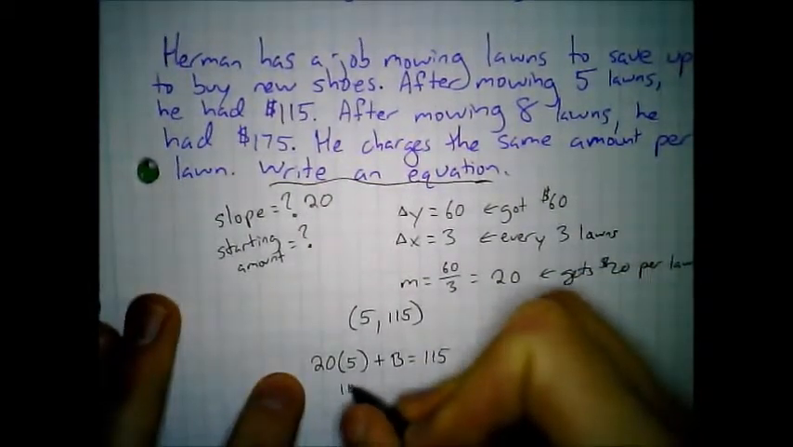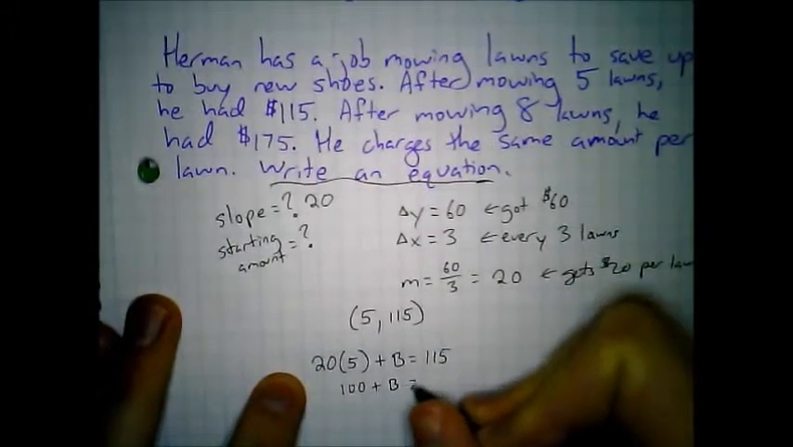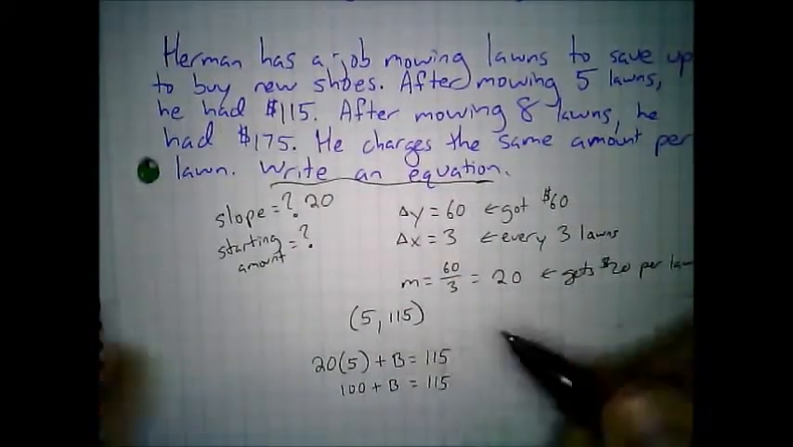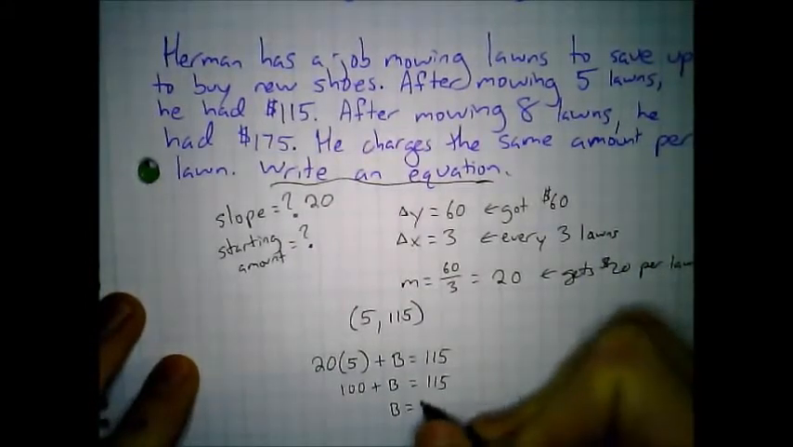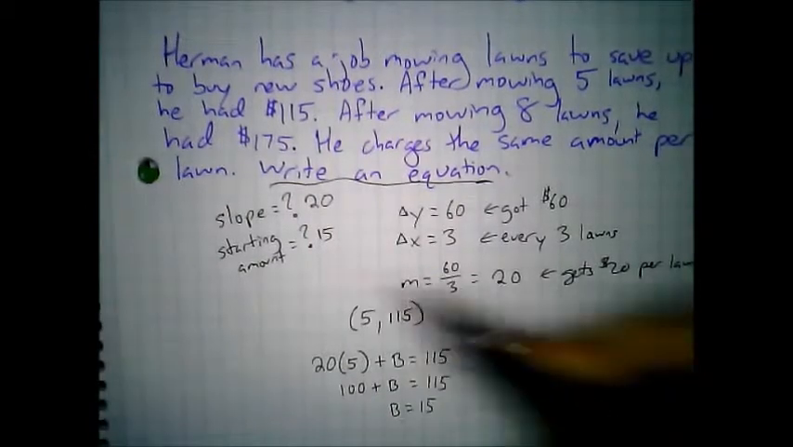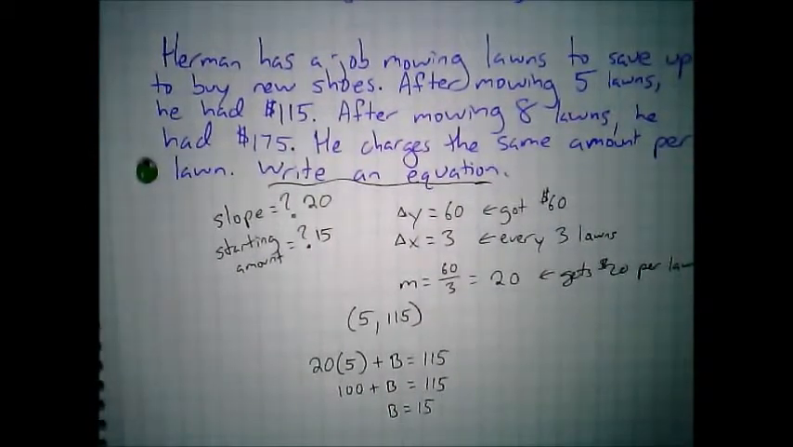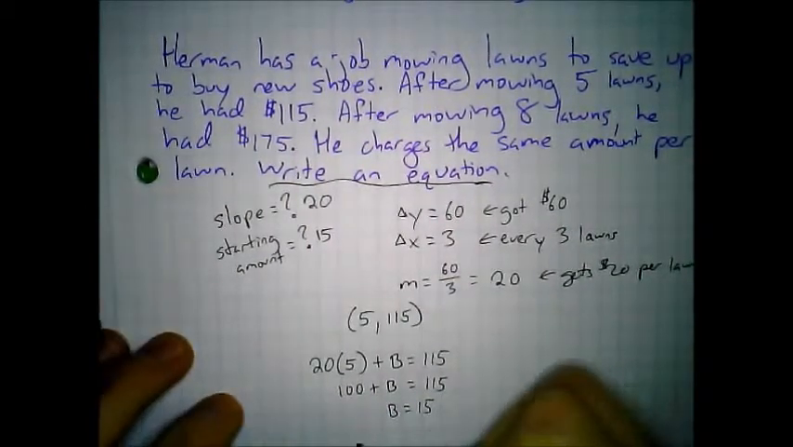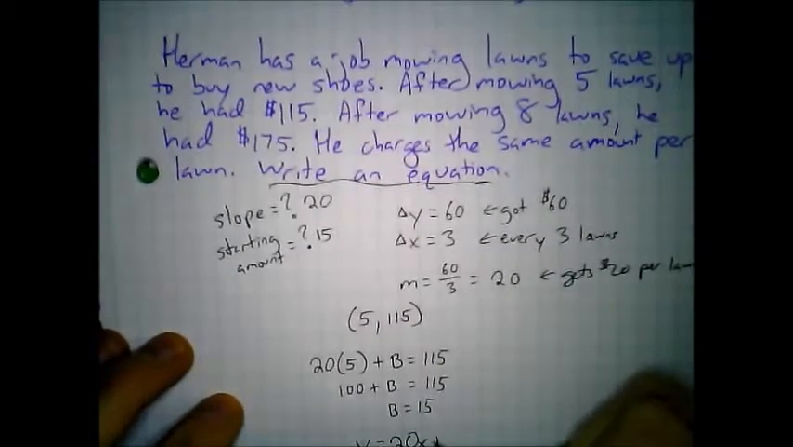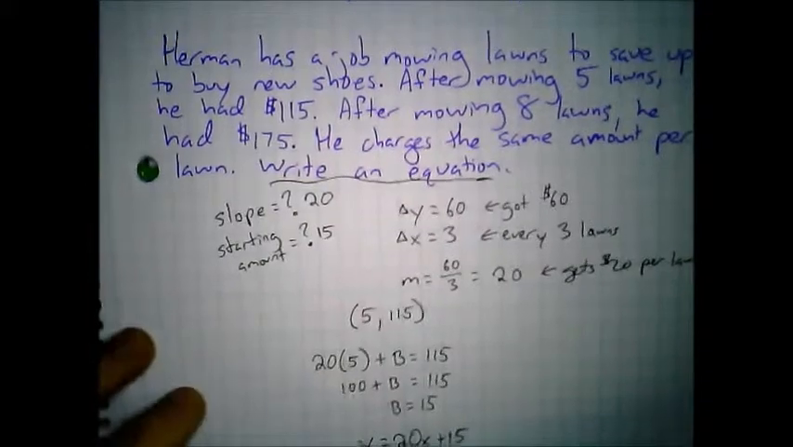So he made $100 plus what he started with is his $115 total dollars that he has after mowing those 5 lawns. So this b equals 15. So his starting amount is 15, meaning he had $15 before he started working. And we get his equation is y equals 20x plus 15.